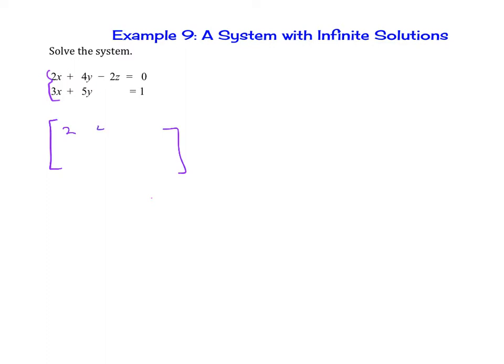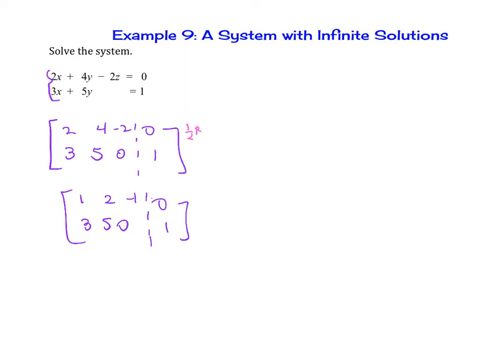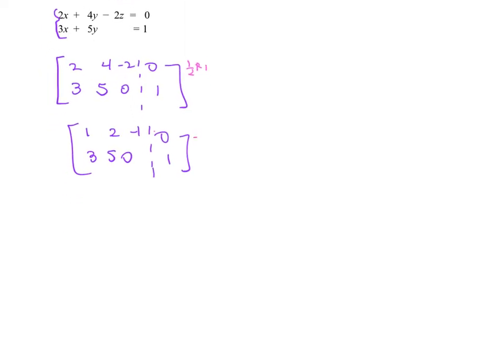We have 2, 4, -2, our augmented matrix here, 3, 5, 0, and 1. So the very first thing I'm going to do is multiply row 1 by a half. So this is 1, 2, -1, and 0, with 3, 5, 0, and 1. And then what I want to do is multiply by -3 and add it to row 2. So this becomes -3, -6, 3, and 0.